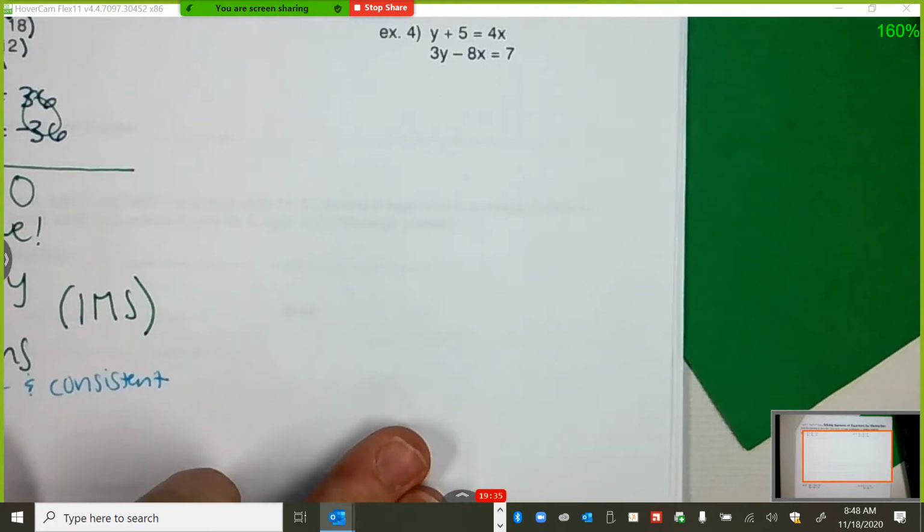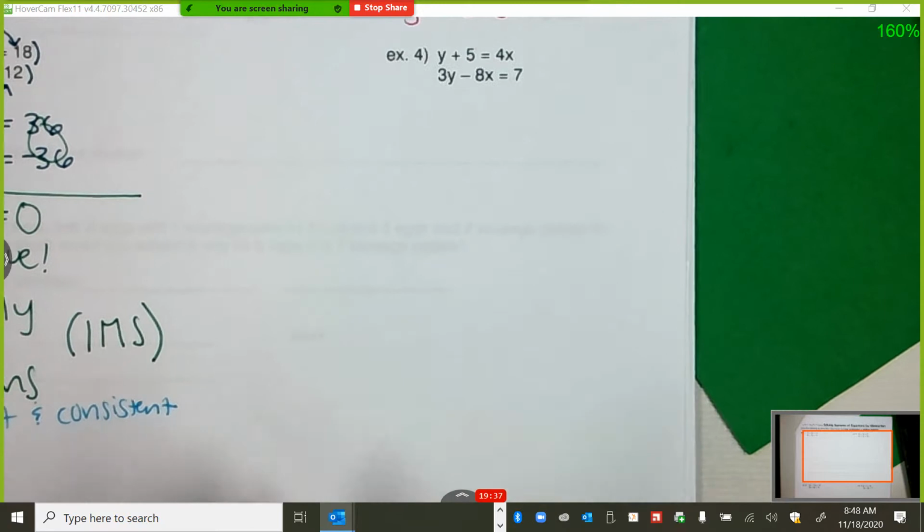if you look at number 4, what method would you pick here? If you had to pick a method, graphing, substitution, or elimination, what would you pick on this one? I would pick substitution. Why would we pick substitution? Because y had that 1. Because can't you get y by itself super simple and just plug in?